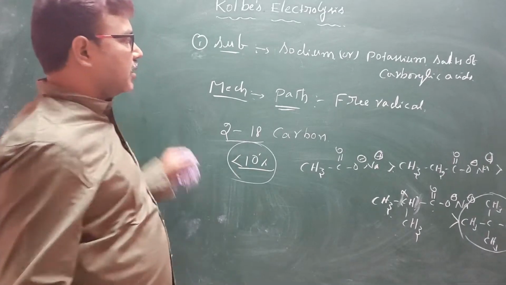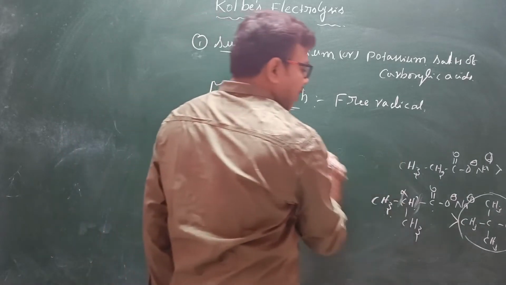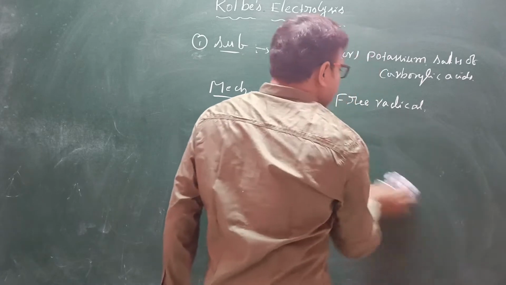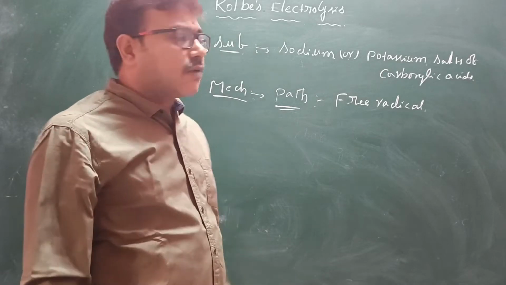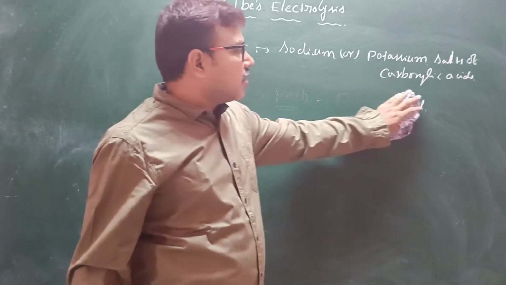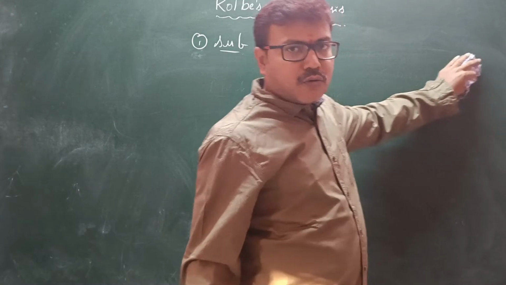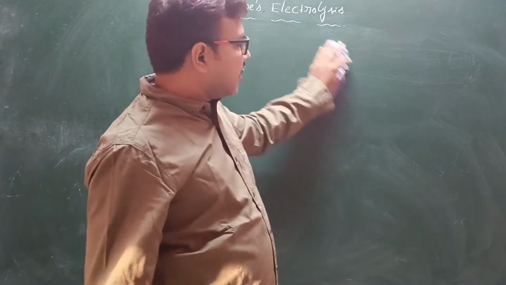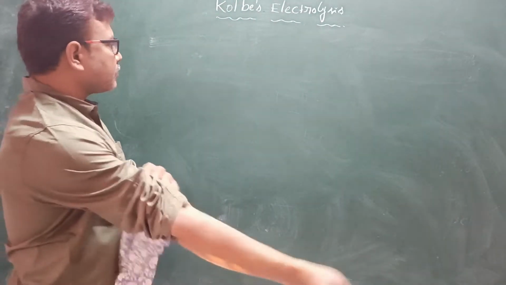Now the reaction takes place in two types. One is intermolecular Kolbe's electrolysis, another one is intramolecular Kolbe's electrolysis. Intermolecular Kolbe's electrolysis means the reaction takes place between two molecules. Intramolecular Kolbe's electrolysis means the reaction takes place within the molecule. Okay, first see one example.